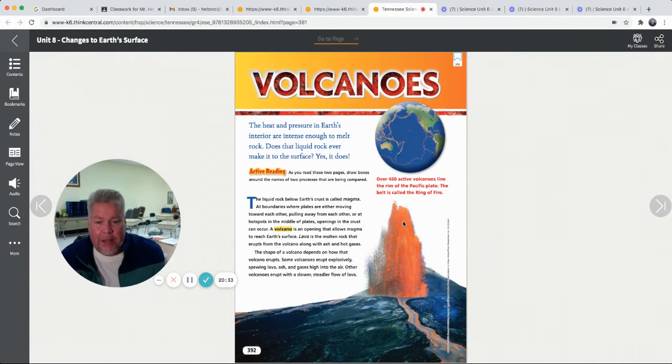The shape of a volcano depends on how that volcano erupts. Some volcanoes erupt explosively, spewing lava, ash, and gases high into the air. Other volcanoes erupt with a slower, steadier flow of lava.